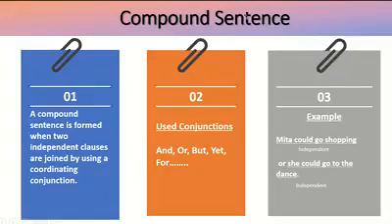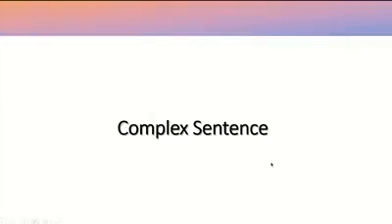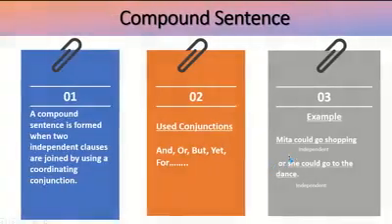For example, Mita could go shopping or she could go to the dance. Here we find two independent clauses. Two independent clauses are connected with a coordinating conjunction, that is or.